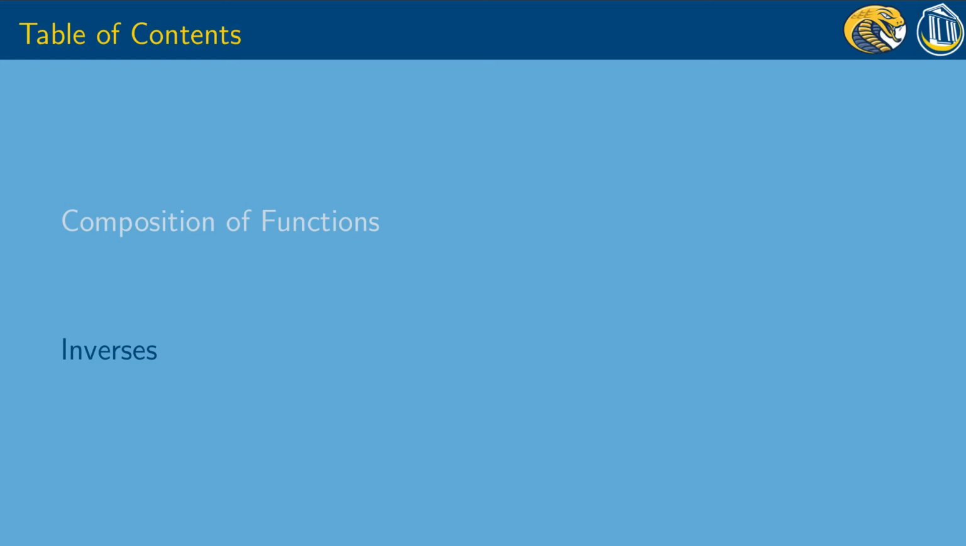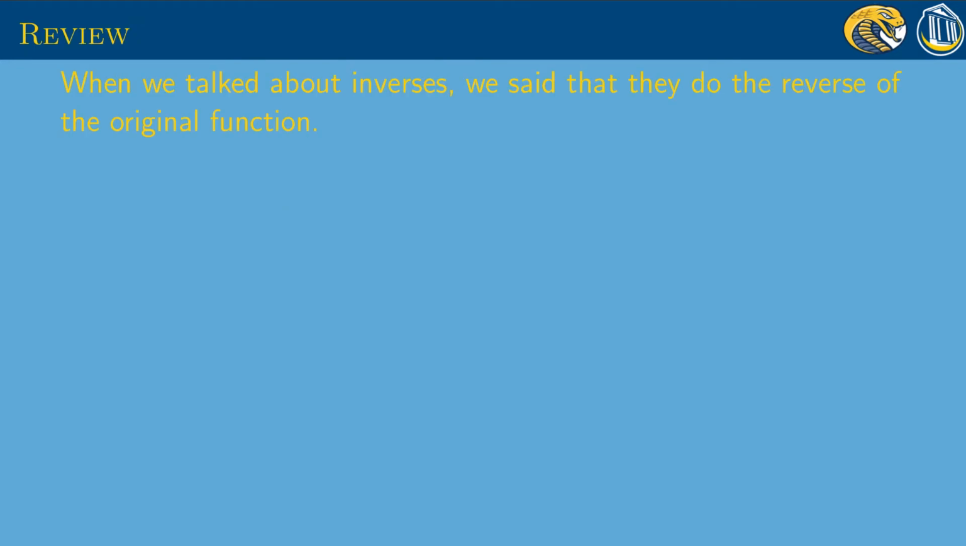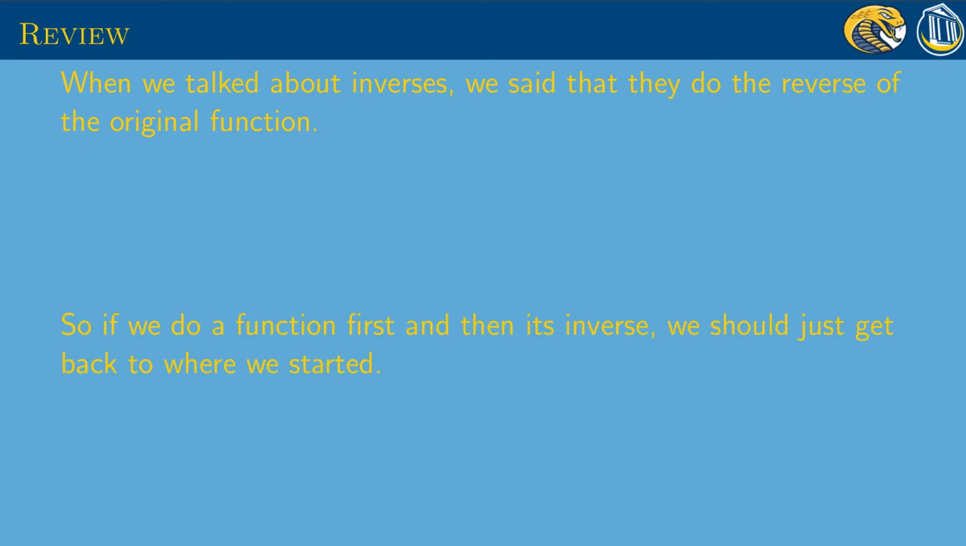Now let's talk about inverses and how it relates to function composition. When we talked about inverses, we've said in the past that they undo a function. They take whatever our output was and tell us what input got us there. And so if we do a function first and then we do its inverse, we should just get back to where we started. When I say do a function, what I'm really meaning is plugging the inverse into the function or plugging the function into its inverse and seeing what we get.